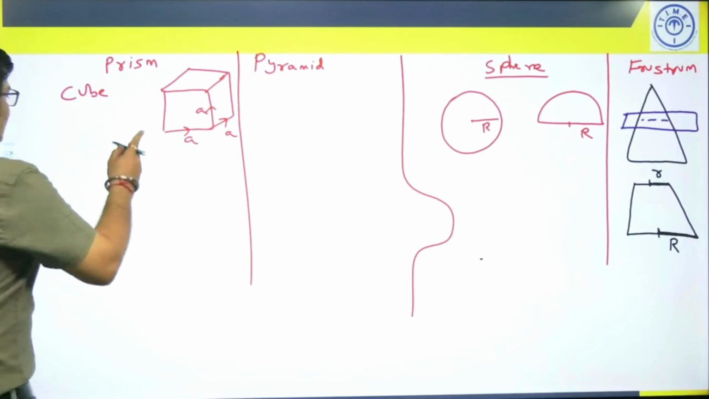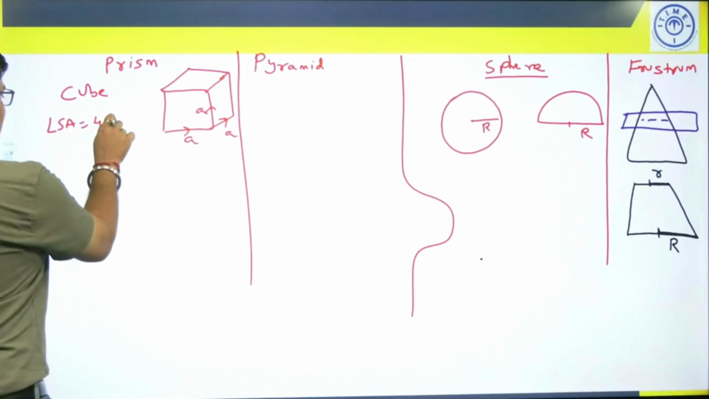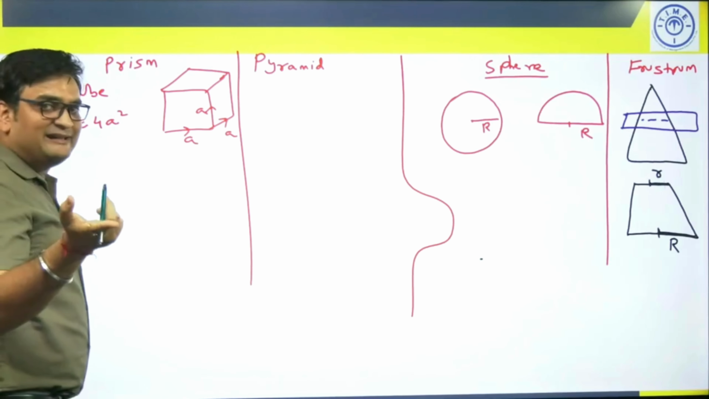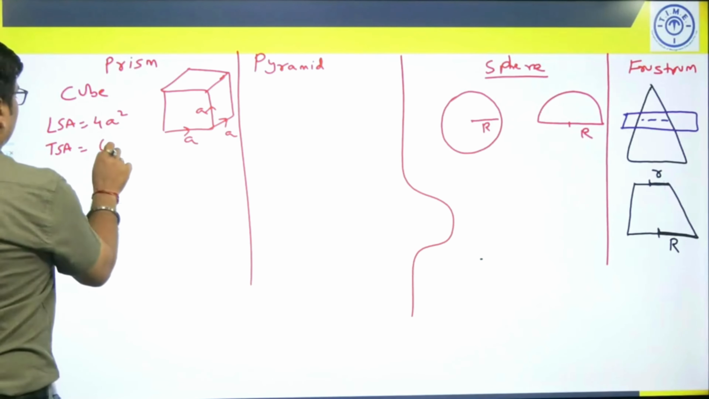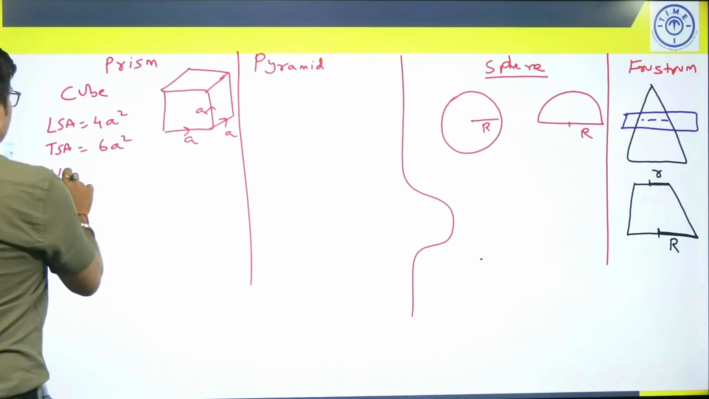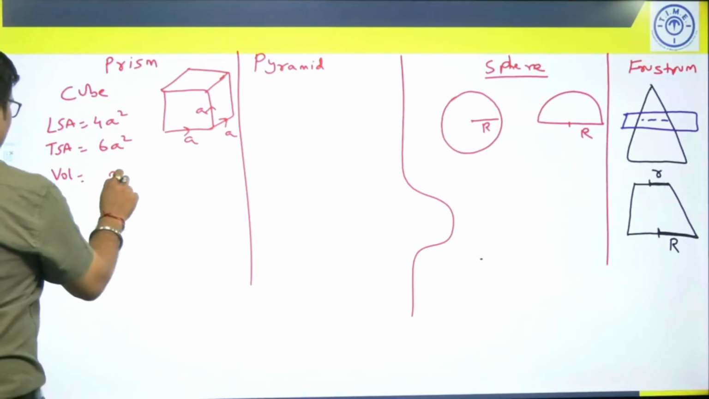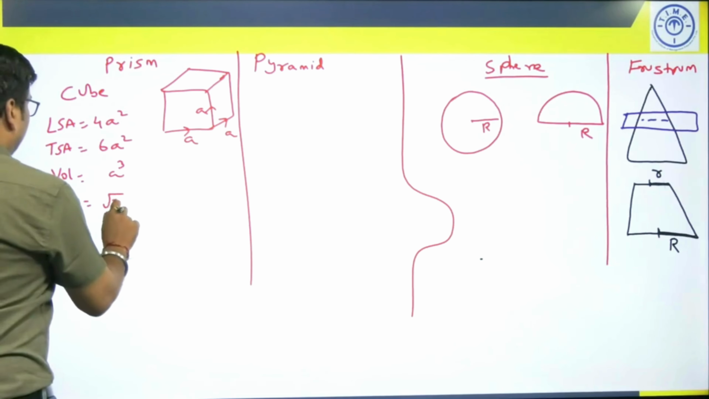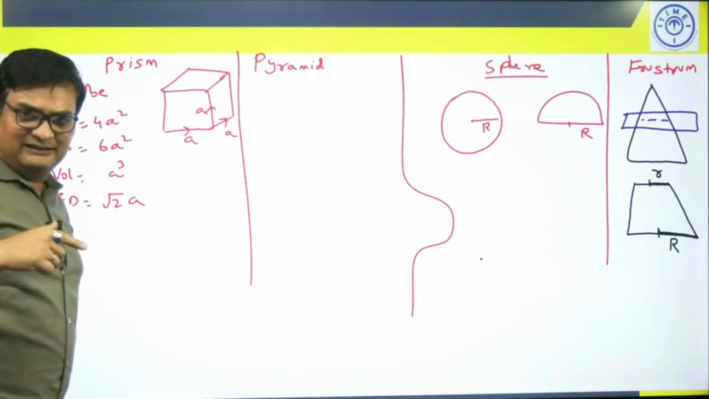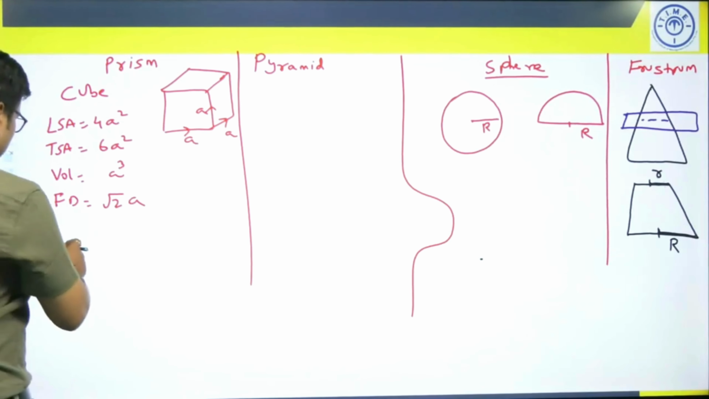So, for the LSA, lateral surface area, the formula will be 4A square, perimeter of the base 4A into height A. Total surface area will be 6A square, volume will be A square into A, area of the base A square into height, A cube. Face diagonal, it will be root 2 into A. There are no three different formulae like the cuboid, a single formula, because L equal to B equal to H in this case.